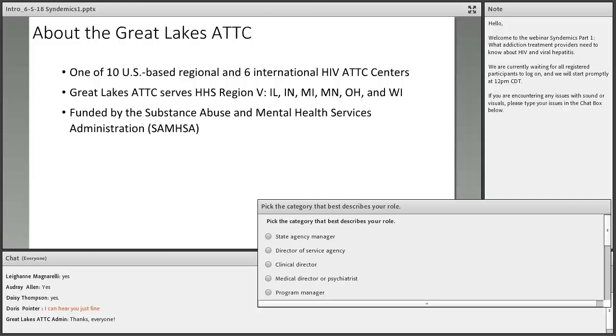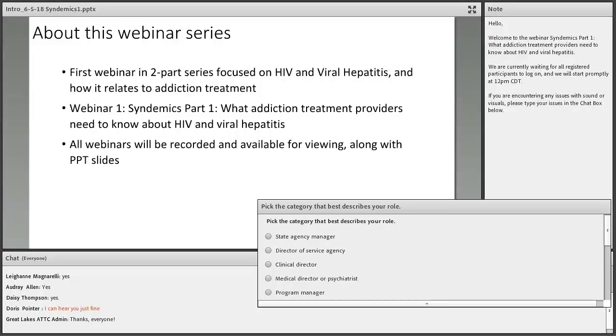We're one of 10 US-based regional and 6 international HIV ATTCs across the country and the world. The Great Lakes ATTC serves Health and Human Service Region 5. We cover the states of Illinois, Indiana, Michigan, Minnesota, Ohio, and Wisconsin. And we are funded by the Substance Abuse and Mental Health Services Administration.